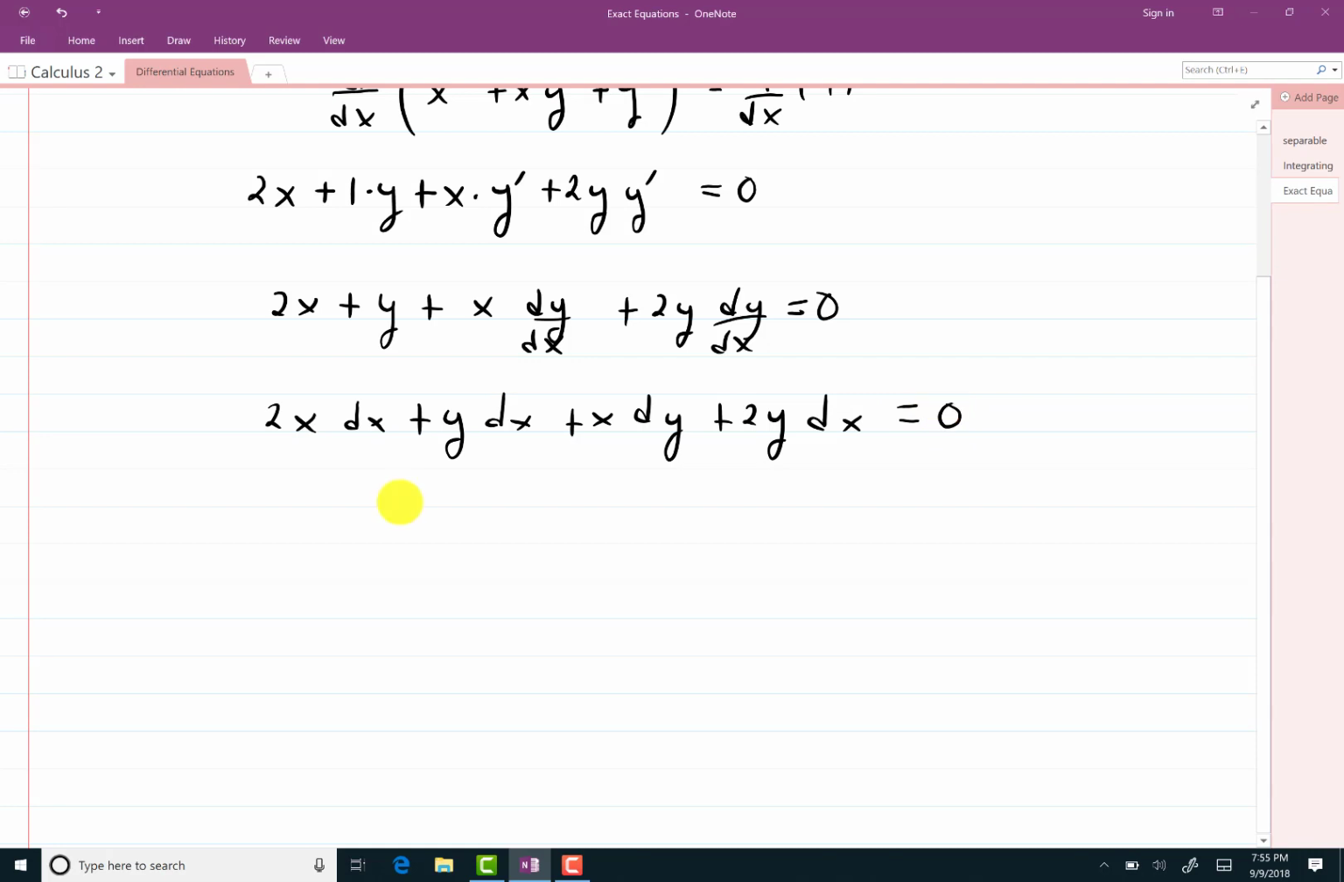Now I'll collect some things. I'll have 2x plus y dx plus x plus 2y dy. And I just noticed I made a mistake up here. That's a dy. And that's equal to 0. These are the type of equations we're going to be looking at, starting with this and trying to work our way backwards to get the solution.